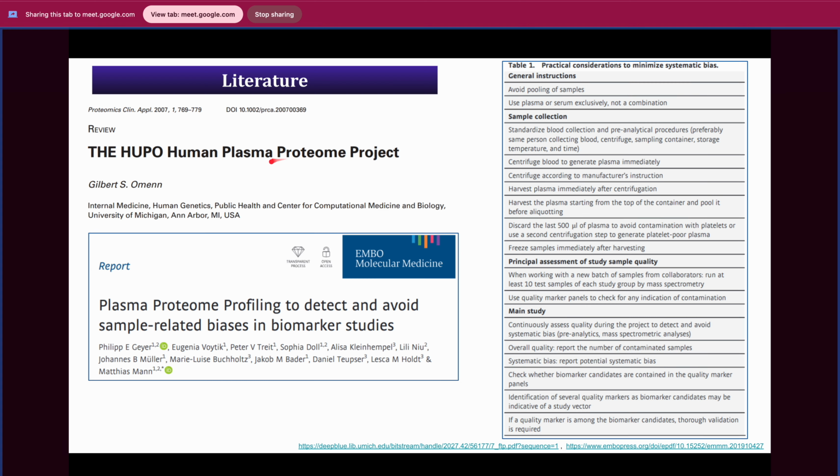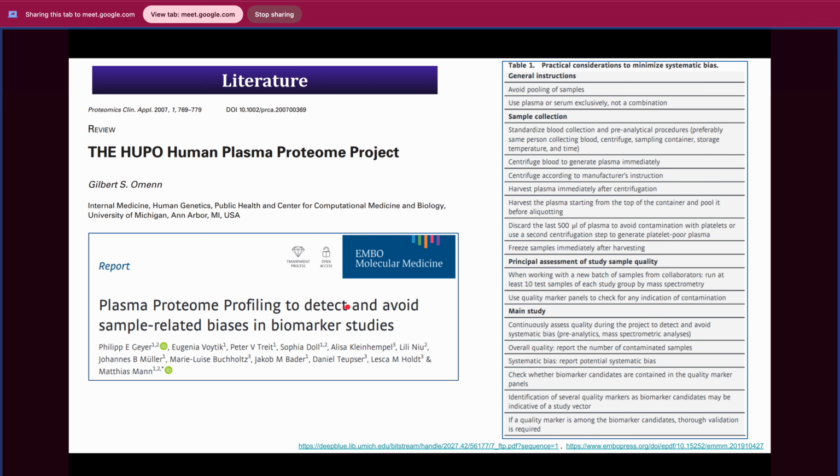And then there's a little bit of literature about the HUPO's Human Plasma Proteome Project because it was started by the HUPO. And then there is another paper, which is the plasma proteome profiling to detect and avoid the sample-related biases in biomarker studies. So these two papers are quite helpful and educational. If you want to read, then you can go through them.